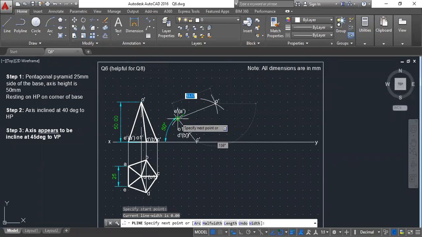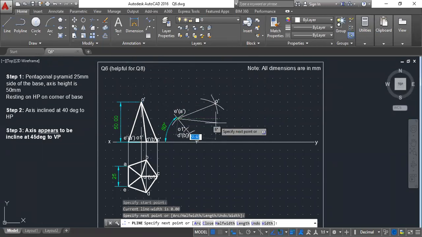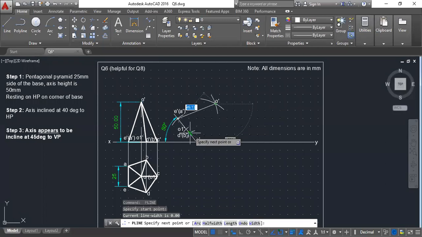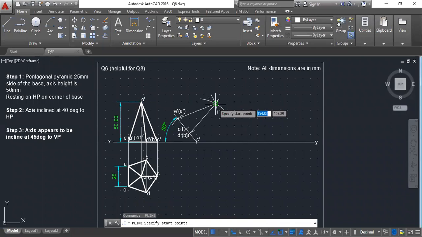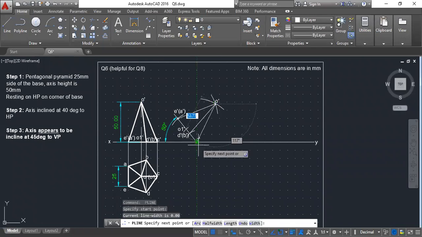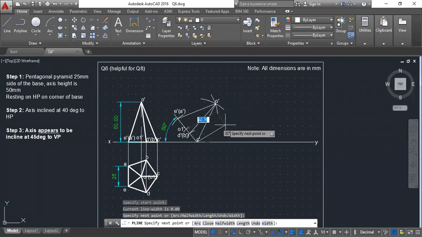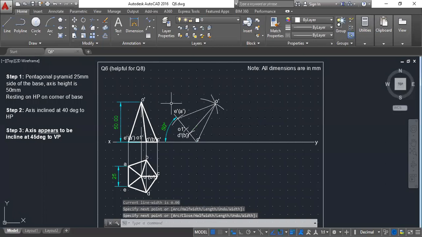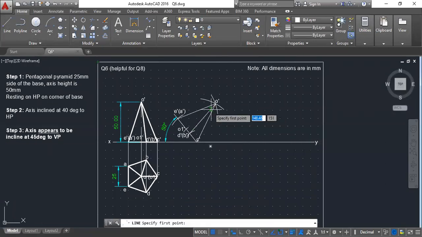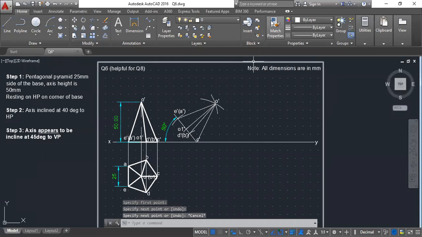So just join O to each and every point there. Again, let me remind you, this figure and this has to be exactly the same. Make sure that these two are exactly the same. Whichever is axis has to be axis here, and whichever is continuous line has to be continuous line here.